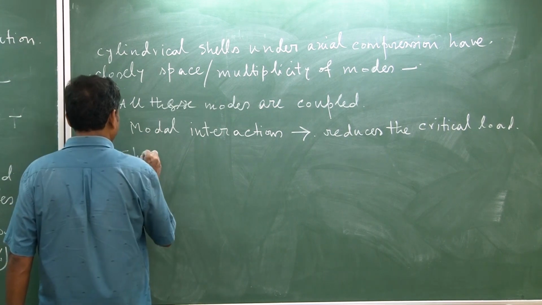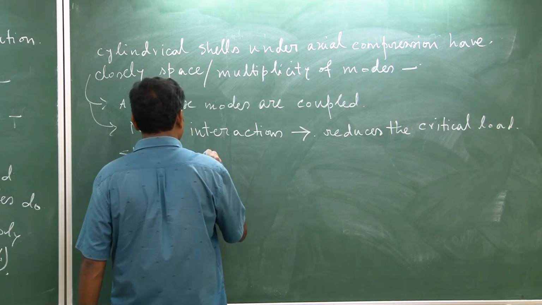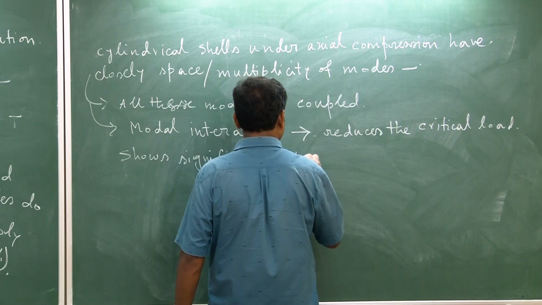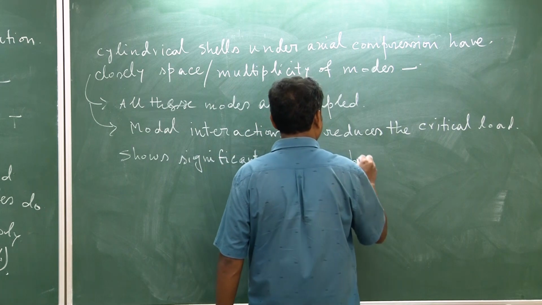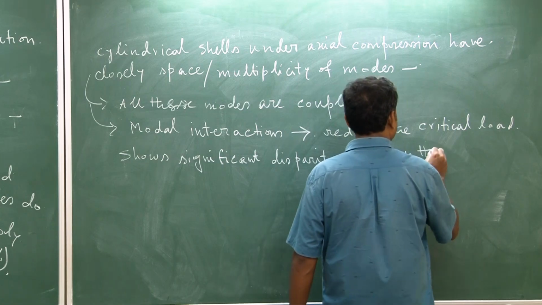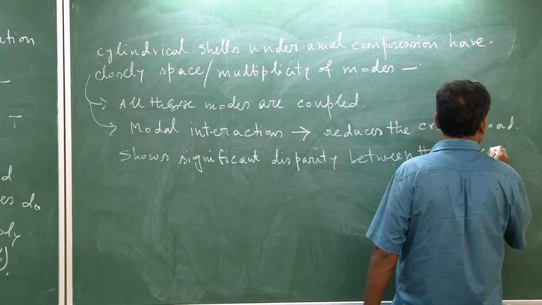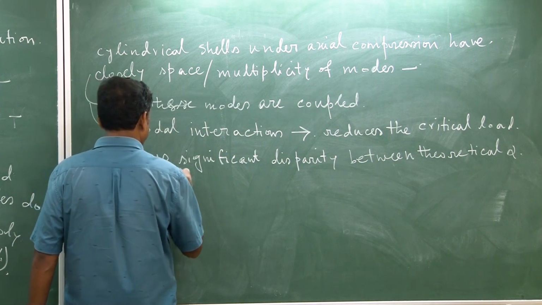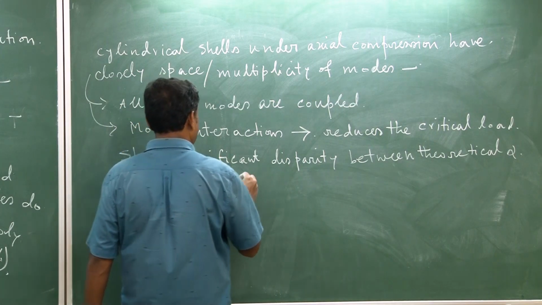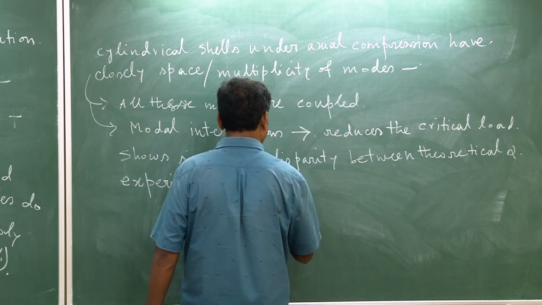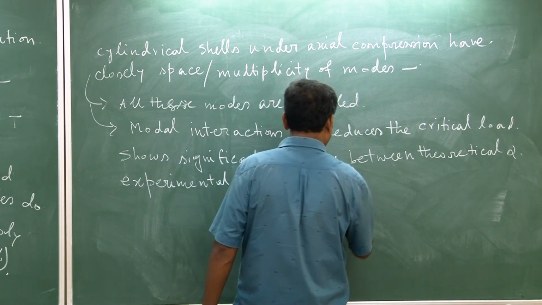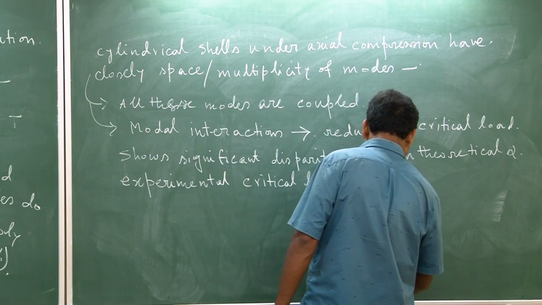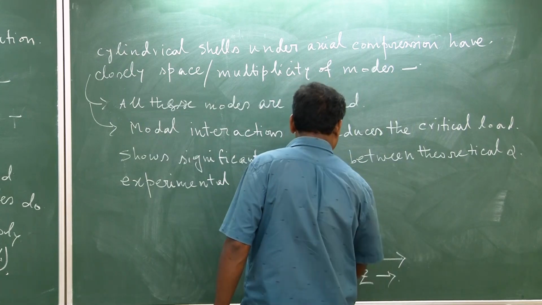This shows a significant disparity between theoretical and experimental critical load. You see that? So, the way it will show, it is Z, and here I will just show you that.